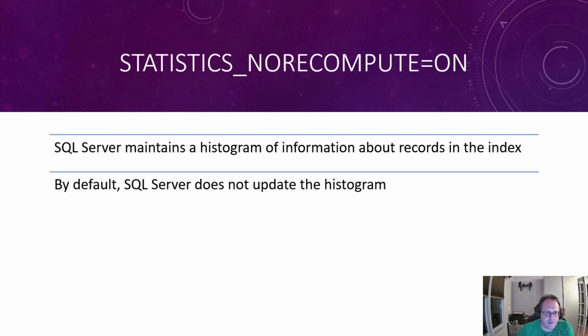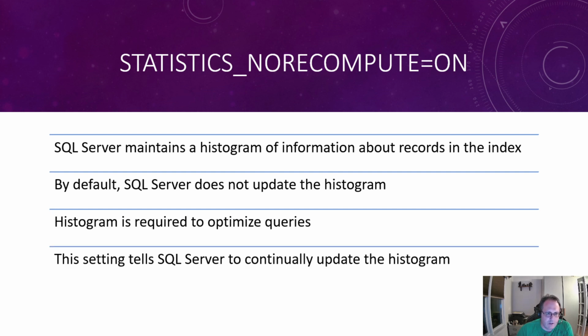By default, SQL Server will not update this histogram. If it's a state field, nobody cares. It hasn't updated in 20 years. But if it's a customer column, that will change often. So you have to learn how to update the histogram. When you set statistics no recompute equal on into your query, it'll tell SQL Server to continuously update this histogram. So as you add records, it'll rewrite the histogram, meaning your queries will optimize themselves better.